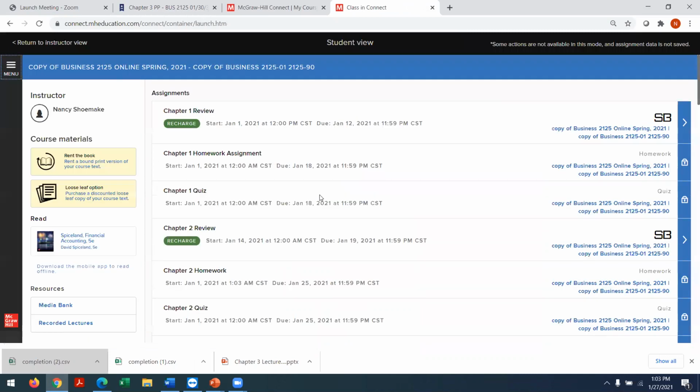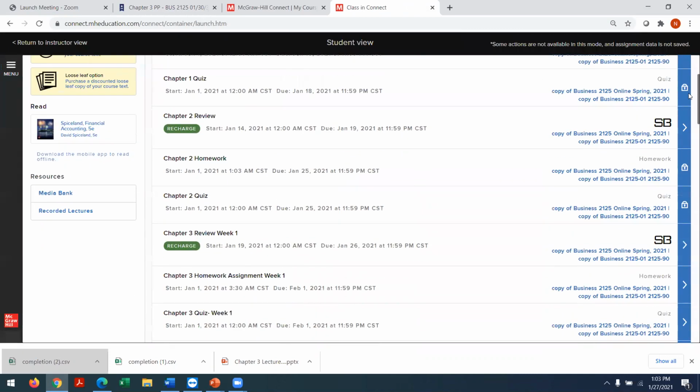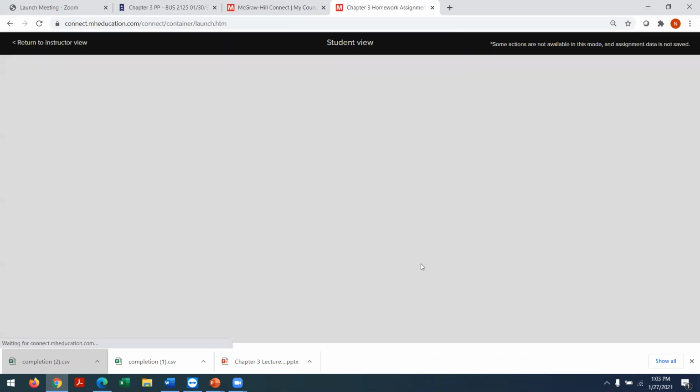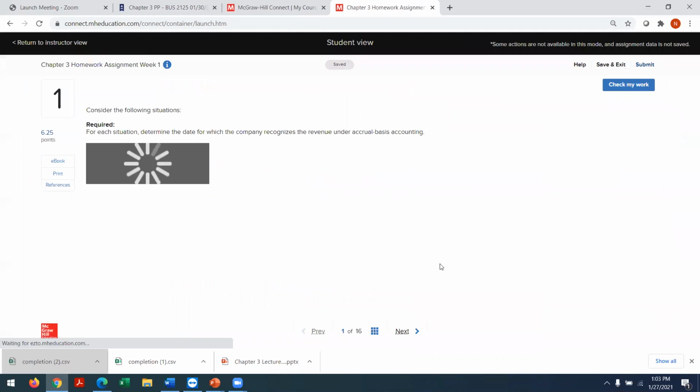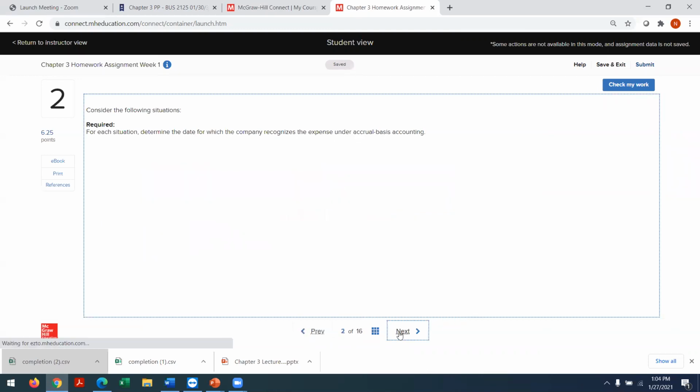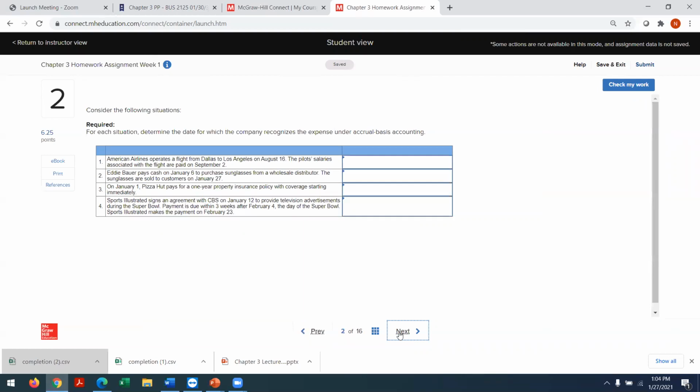So the homework for chapter 3, week 1. Now, guys, we did this problem already. For each situation, determine the date for which the company recognizes the revenue under the accrual basis of accounting. You're going to rock that one because we just did it. For each situation, determine the date for which the company recognizes the expense under the accrual basis of accounting.